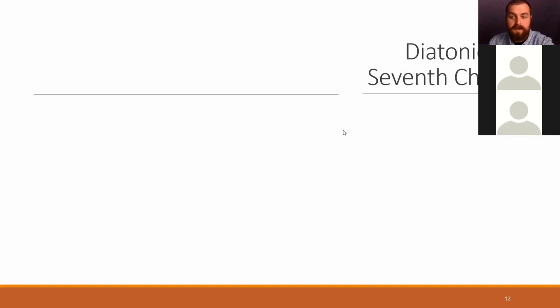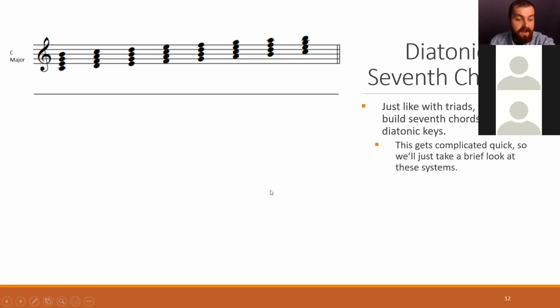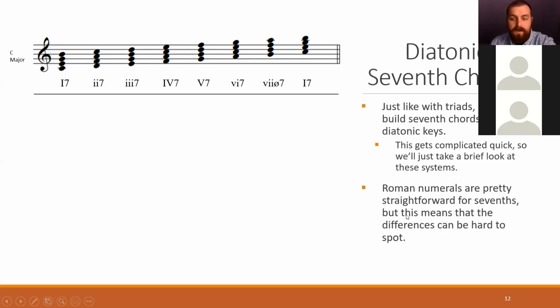Diatonic seventh chords. Just like with triads, we can build a seventh chord in diatonic keys on every single scale degree. This gets complicated quick, so we'll just take a brief look at this. Notice that instead of doing a triad, I've now added a seventh to each of these chords. And we'll take the triads that we're used to, major, minor, minor, major, major, minor, diminished, and now add sevenths to them.